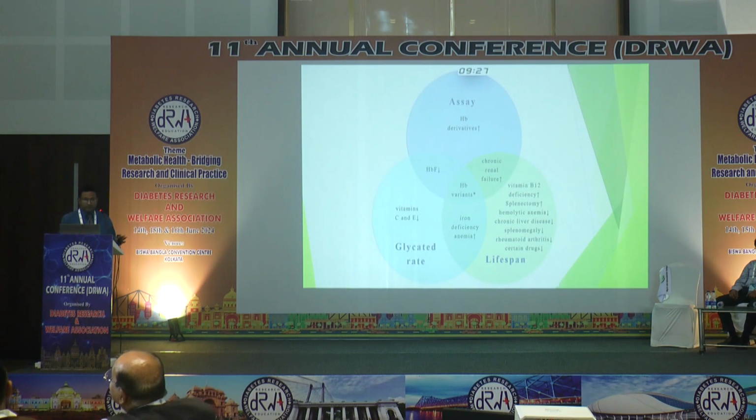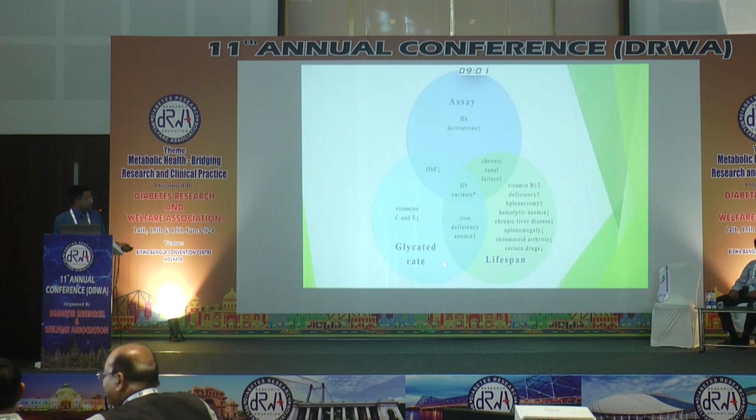So what are the things which affect the HbA1c? First are assay factors, that is hemoglobin derivatives, low hemoglobin F, chronic renal failure, and the hemoglobin variants that can affect all three: the glycation rate, lifespan, as well as assay interference. But again, the glycation rate is affected by vitamin C and E supplementation, which decrease the actual glycation rate. So a falsely low HbA1c is detected.